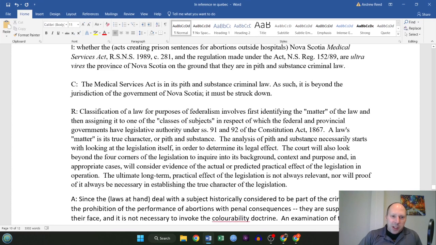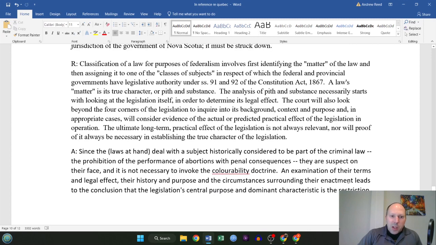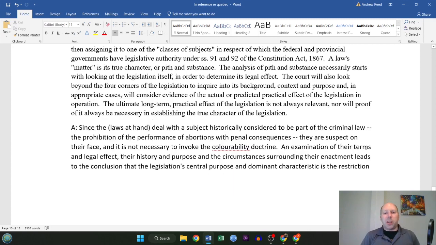So their analysis as to how they came to the conclusion that this act was criminal law in pith and substance: they're saying since these laws deal with a subject historically considered to be part of the criminal law, the prohibition of the performance of abortions with penal consequences, that they are suspect on their face, and it is not necessary to invoke the colourability doctrine, which I will delve into in a second.